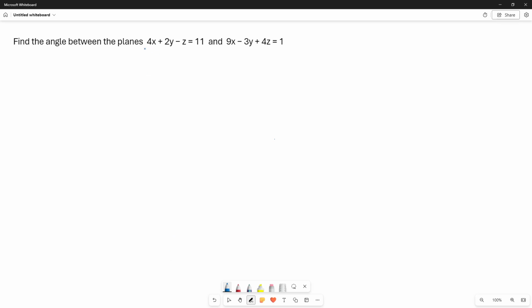Find the angle between the given planes. So if we have two planes, then really there's two angles. Here's an angle theta between the planes, but here's another angle. And this is a supplementary angle.